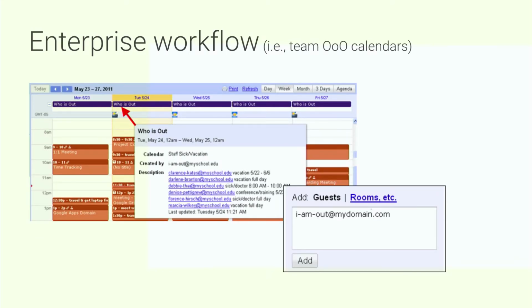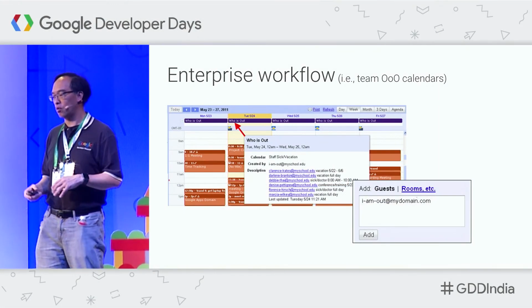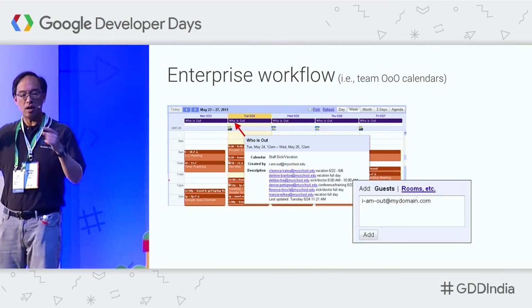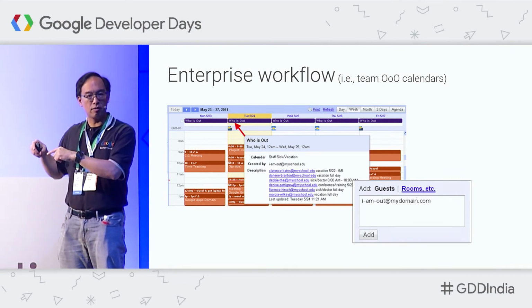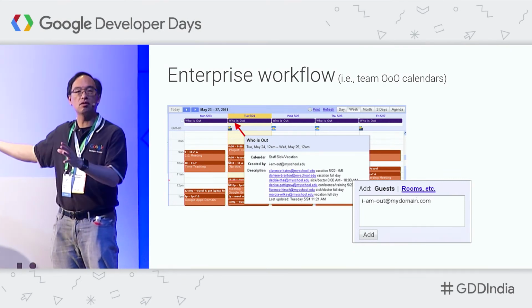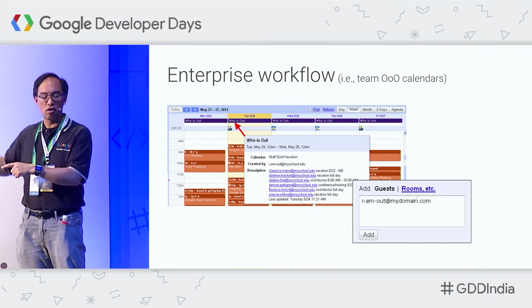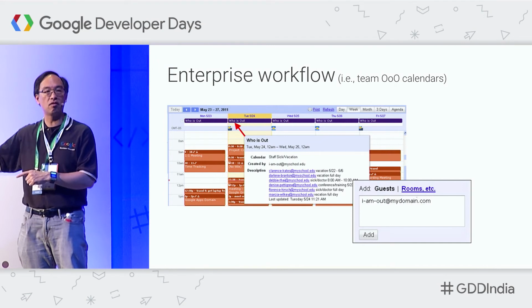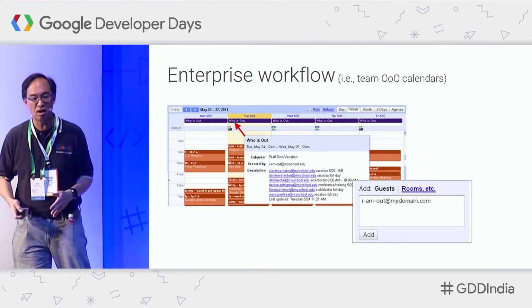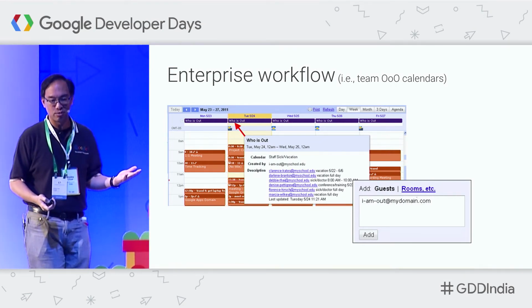Enterprise workflow. For my team, everybody goes on vacation at a different time, right? Everybody has their own out of office in their calendars, but then we have an AppScript code that builds a team vacation calendar, so that if you want to see who's in the office, you can take a look at this one calendar and it tells you when everybody is out of town. So that's a very useful thing too, right?